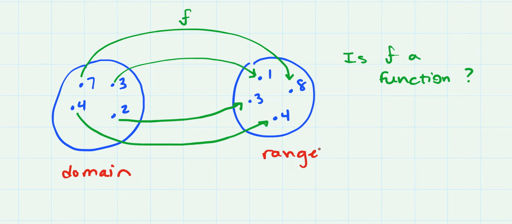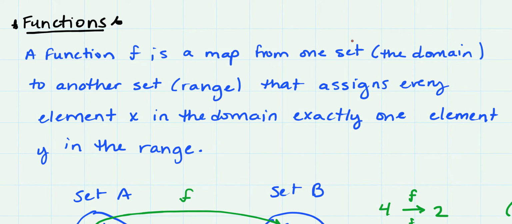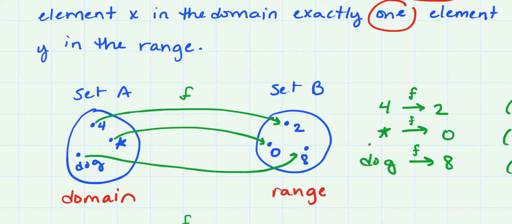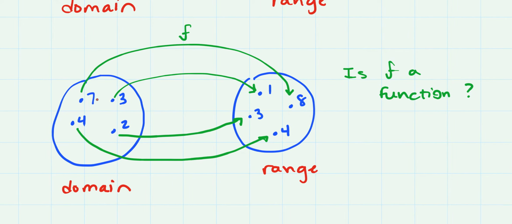So the answer is yes. Let's look back at the definition really quick. So it says that every element in the domain is sent to exactly one element in the range. Is that happening here? The answer is yes. So it is a function.